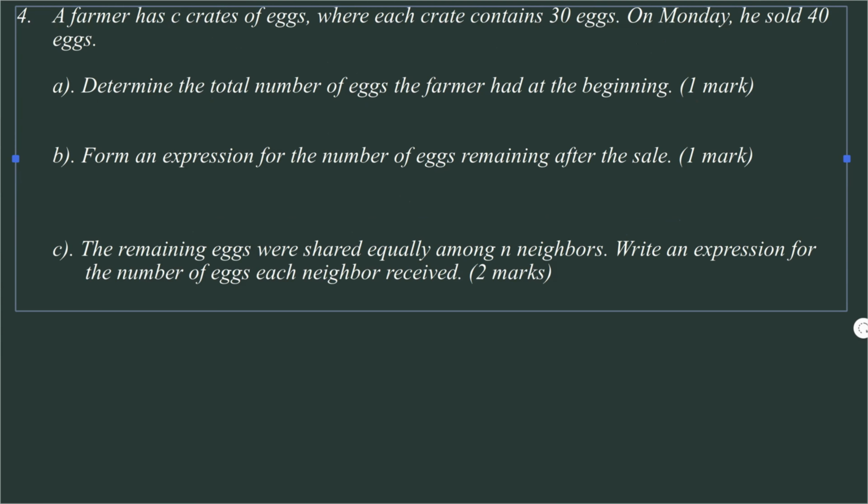4. A farmer has C crates of eggs, where each crate contains 30 eggs. On Monday, he sold 40 eggs. A. Determine the total number of eggs the farmer had at the beginning. 1 mark. B. Form an expression for the number of eggs remaining after the sale. 1 mark. C. The remaining eggs were shared equally among n neighbors. Write an expression for the number of eggs each neighbor received. 2 marks.